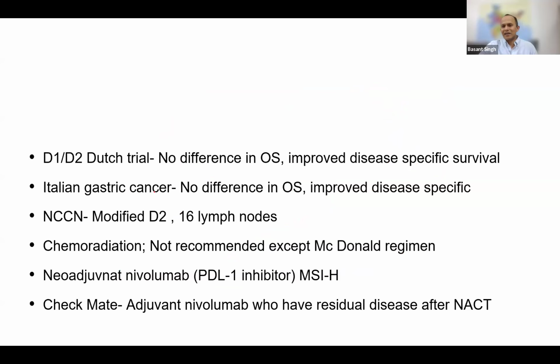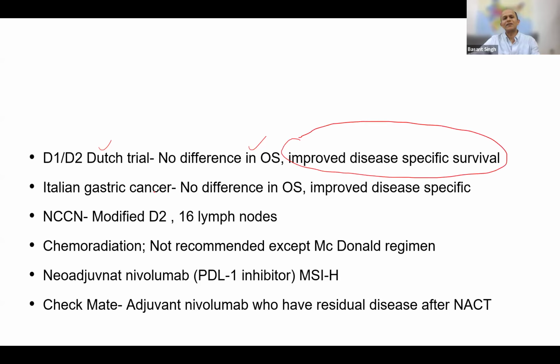So these are the trials that they mentioned in your book. The D1, D2 Dutch trial: no difference in survival. So standard of care for stomach cancer has to be perioperative, MAGIC or FLOT. We don't do upfront surgery. So why do you want to do a D2 gastrectomy? There's improved disease-specific survival. Still now they have not proved that there's a difference in overall survival. Only thing is there's improved disease-specific survival.